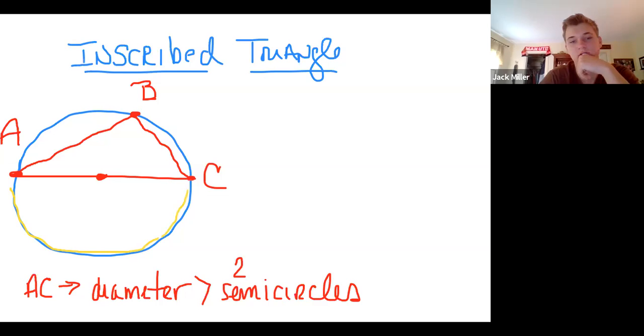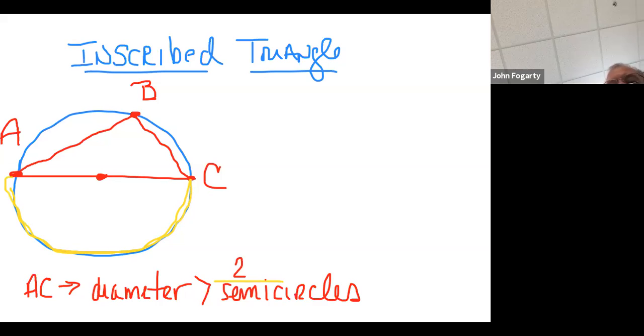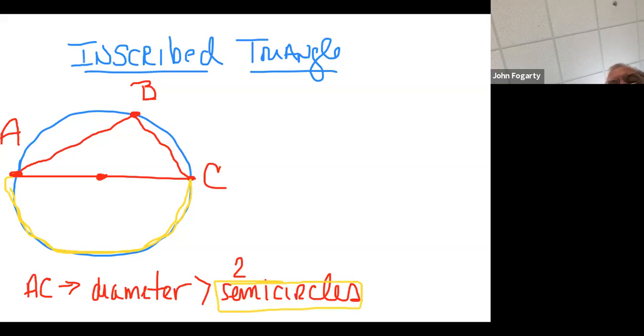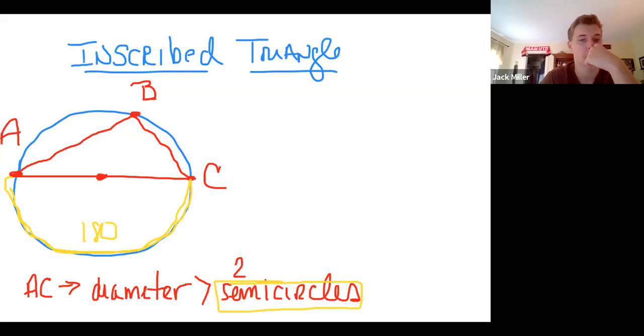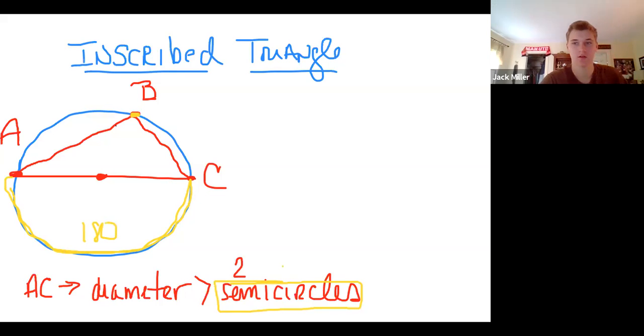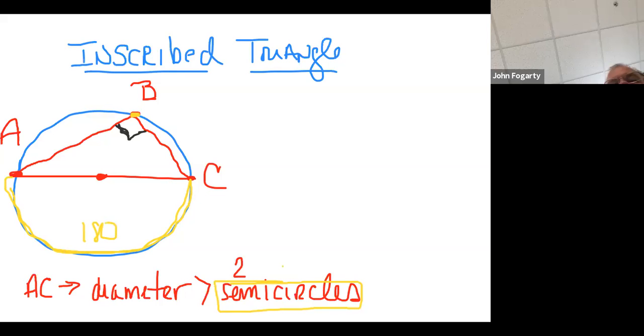AC, AC. Now pay attention. AC is a semicircle. And what does a semicircle measure? 180. And angle B is inscribed, so it's going to be 1/2 of that. So what is the measure of angle B, fellas? 90 degrees. And that's the rule that I'm going to talk about.